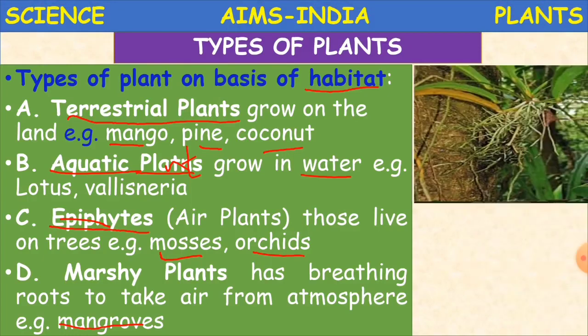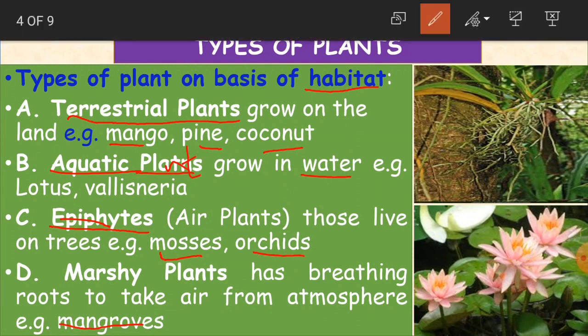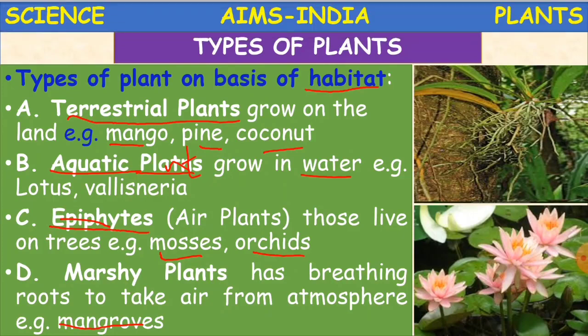Clear? If you see the picture above, you can see this air plant. It is not grown in the soil or in the water, it is just on some other tree. And below, you can see the beautiful light pink color flowers. What are they? Everybody can guess, I suppose. Yes, they are lotus flowers. These are grown in water, that is, aquatic plants. Clear, children?